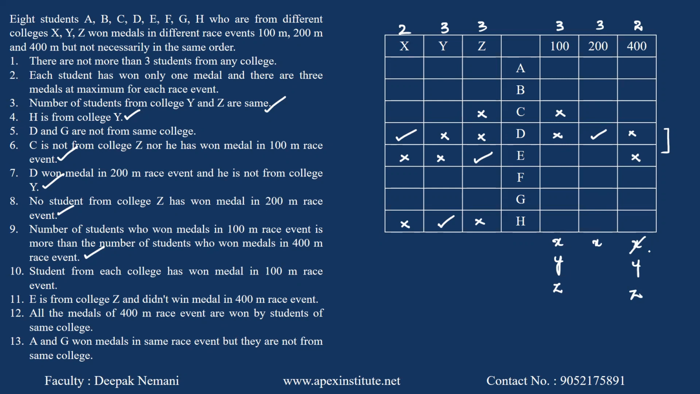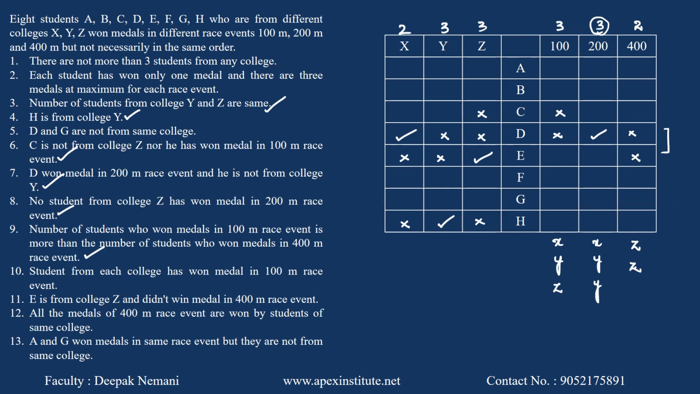Now, can that person be Y? Since there are three students who have won medals in the 200 meters race, and we are given that no student from college Z has won a medal in the 200 meters race event, so this cannot be Z. So the remaining two students should be from college Y. So we are done with two students of college X, three students of college Y. So the students who have won medals in the 400 meters race event belong to college Z.